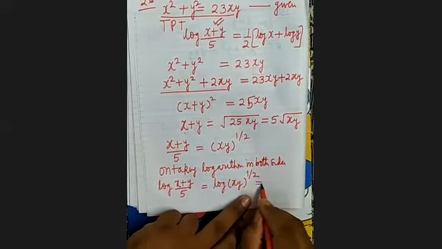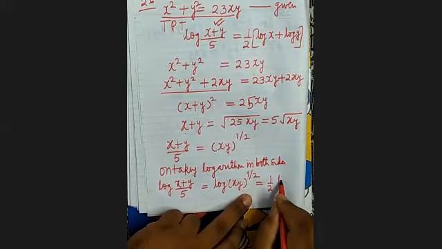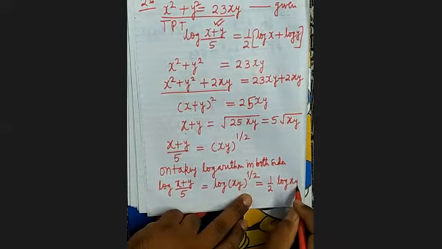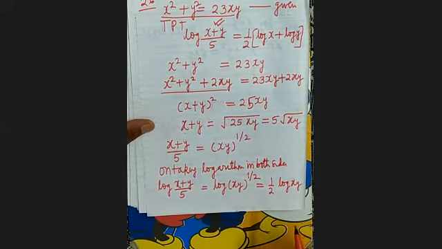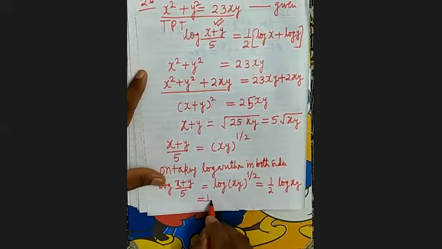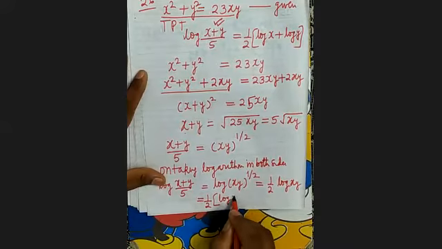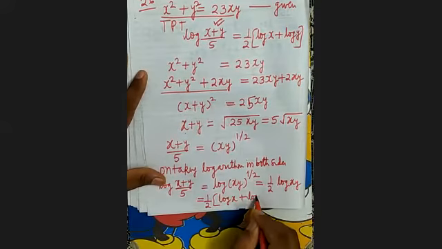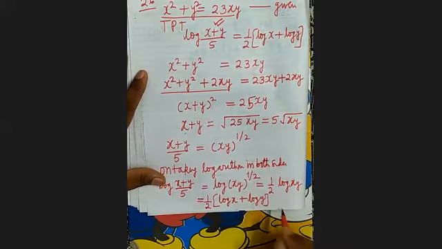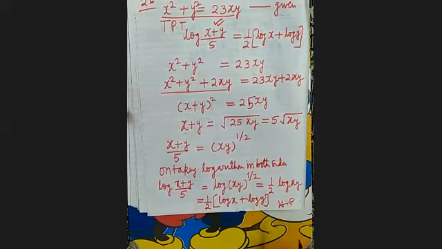Means 1/2 log xy. Therefore, 1/2 log xy you can write as 1/2 (log x plus log y). Hence proved. So have you understood? Yes, sir. Yes, sir.